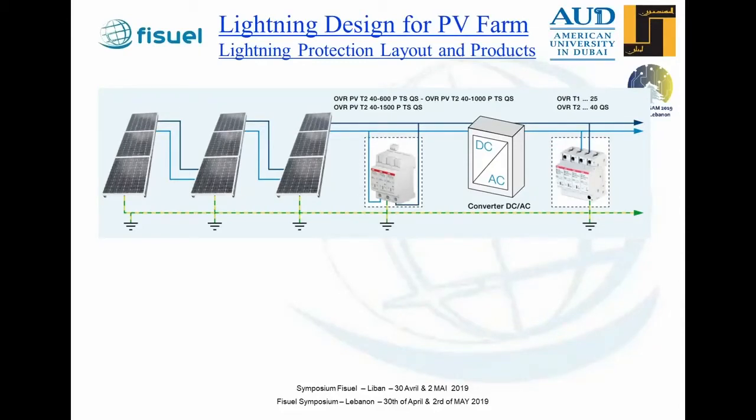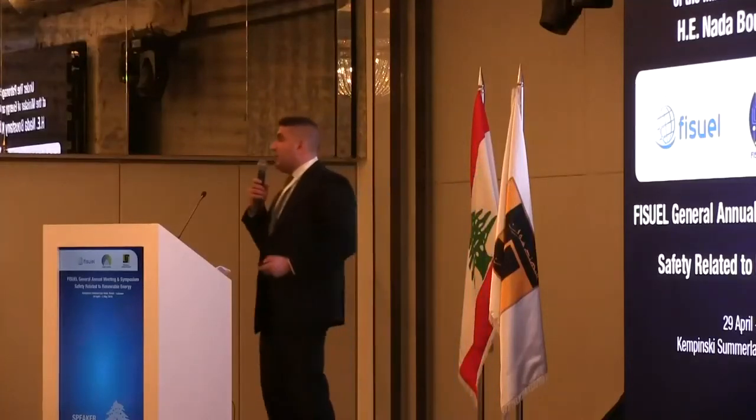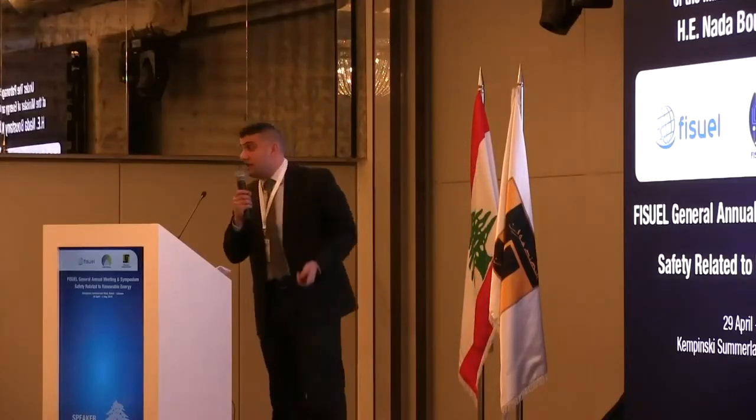Under circumstances where the lightning energy reaches the AC side, the second surge arrestor will make sure that it discharges this energy and stops it from reaching the AC grid and the grid for your house, because it's going to cause severe damage.